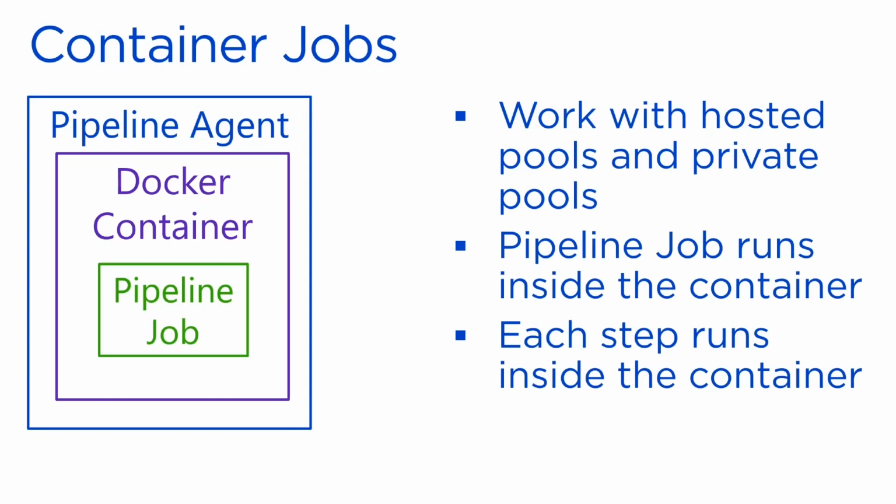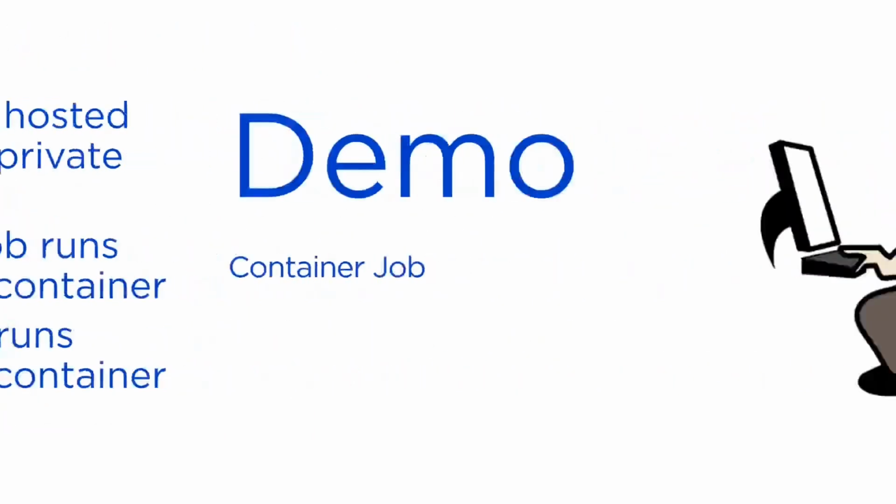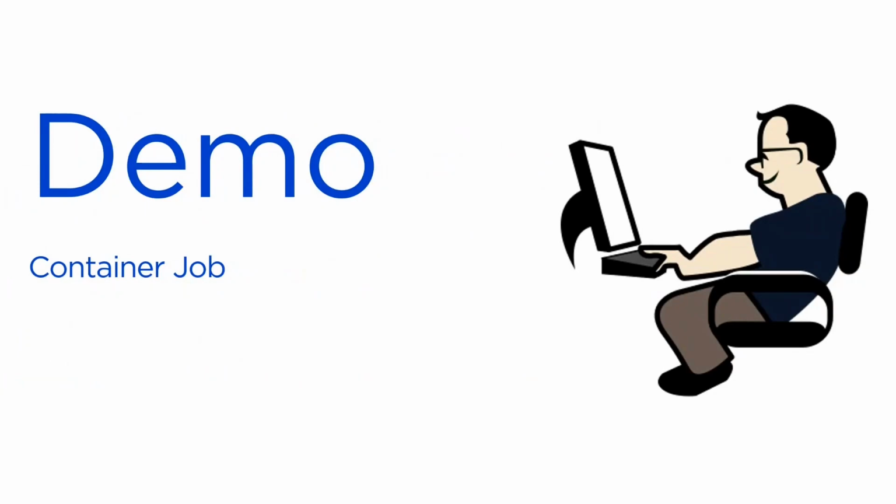Instead of using a dedicated VM, you could use a standardized VM just containing your agent in it, and then use a Docker container you define with a Dockerfile, add all your specific tools, and run every step inside this Docker container, and you don't need to change a lot in your pipeline. So let's have a quick look on how to do that.